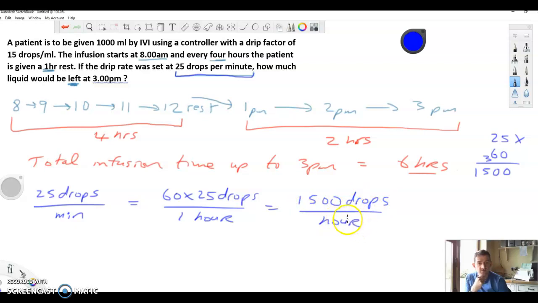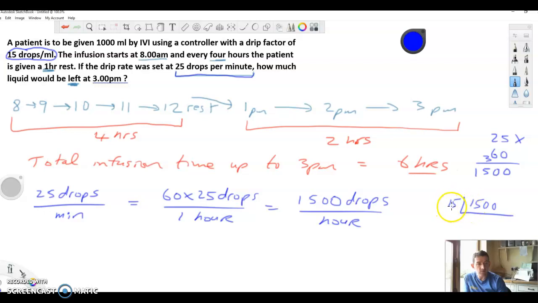Now you could pause this and try and sort it out yourself from here if you like. Pause at any point. It's a good idea. See how you get on, then play it. Anyway, now our drip factor there is 15 drops for each mil. So after 15 drops they've got another milliliter. How many milliliters is equivalent to 1500 drops? Well, how many times does 15 drops fit into this figure here? That'll tell us how many milliliters. So we can take 1500 and divide it by 15.